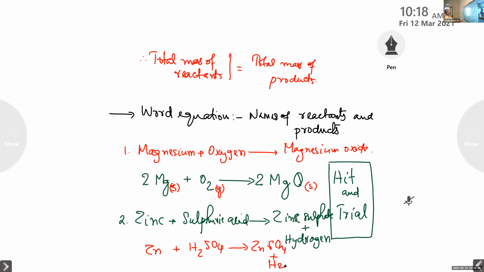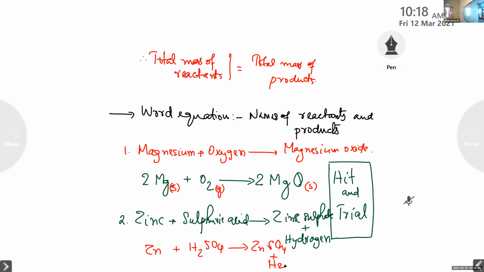Now you come to hydrogen. Left hand side H2, two hydrogen atoms. On the right hand side H2, two hydrogen atoms. That is also balanced. What about the SO4? Left hand side one SO4, right hand side one SO4. That means the equation is already balanced.